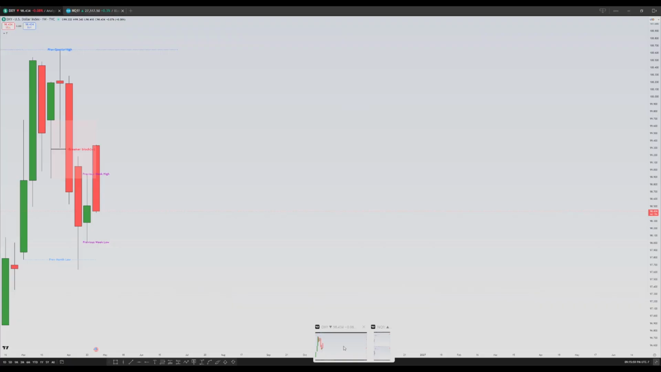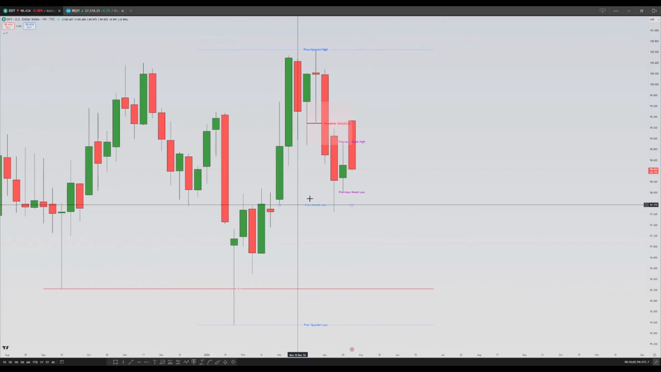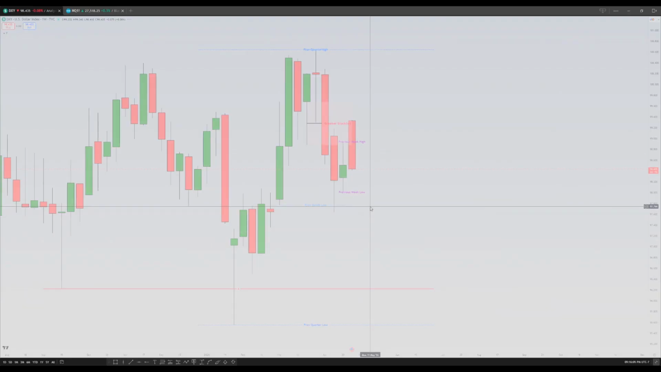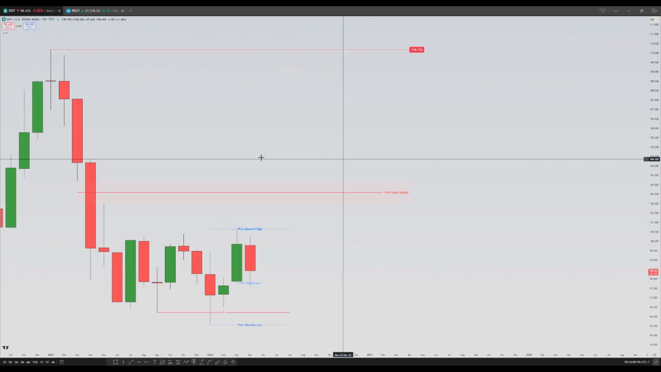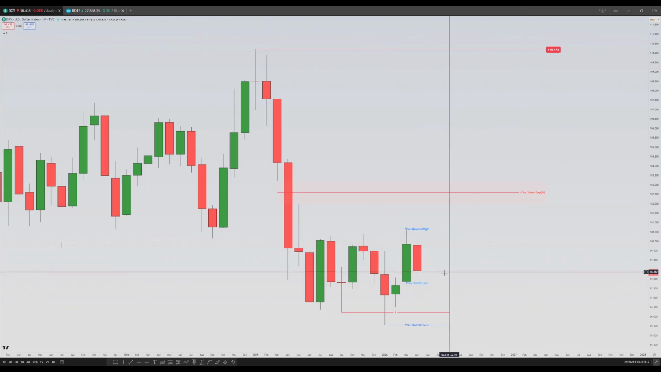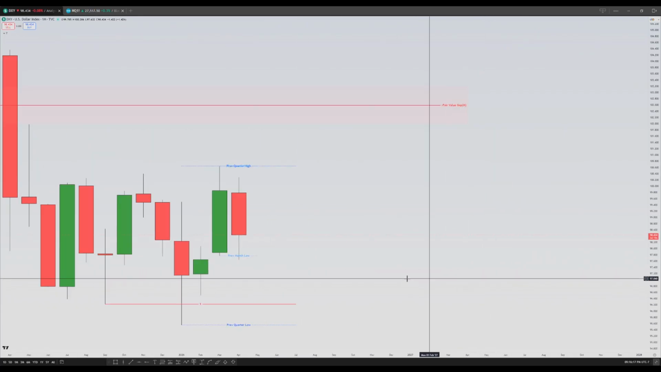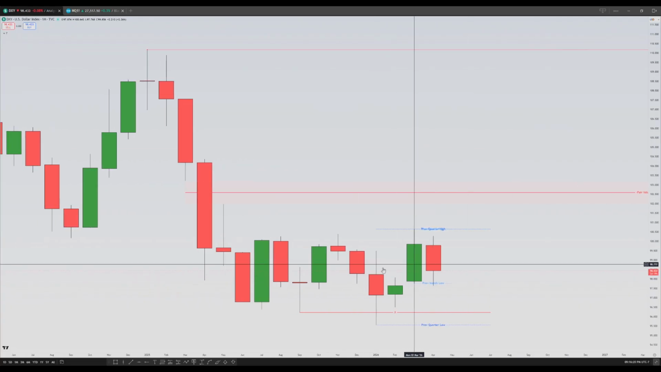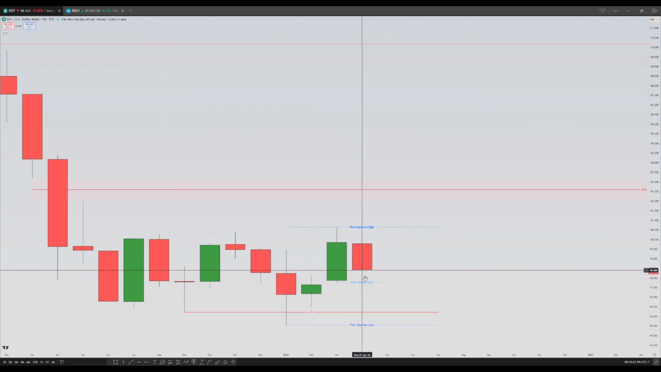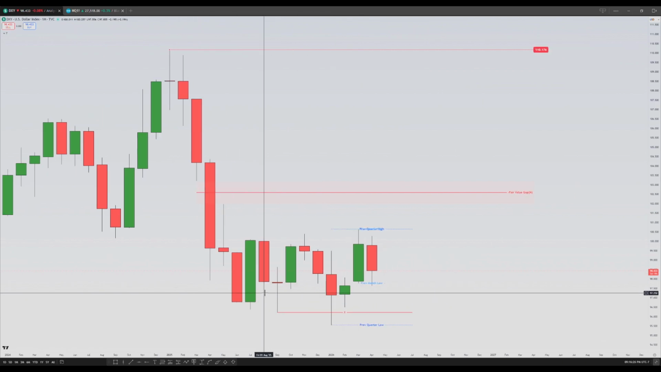Headed to the charts, and since we are at the final week of April's trading, I want to gauge what could possibly occur to wrap up the end of the monthly candle.